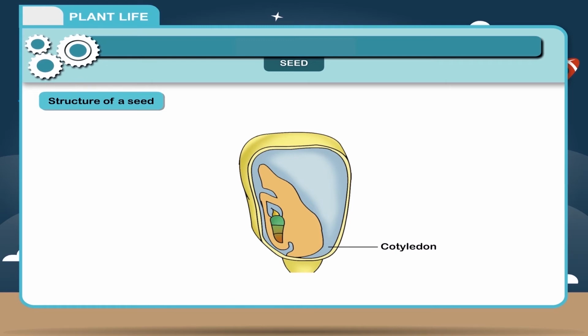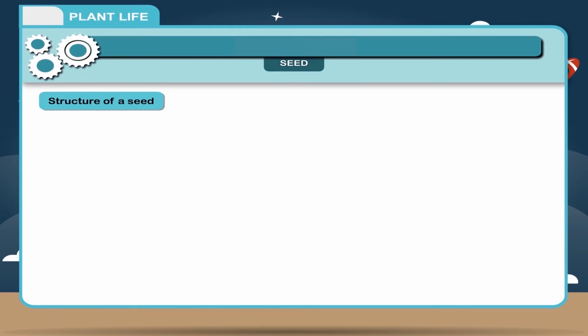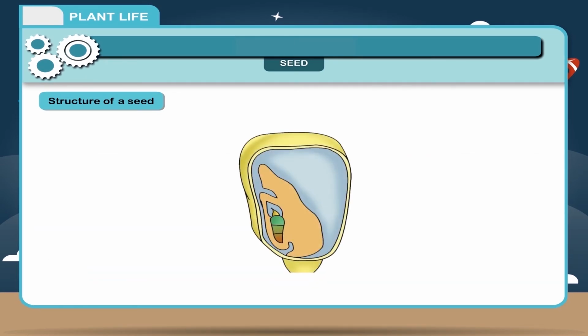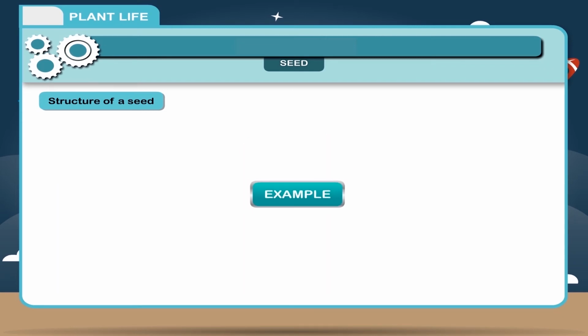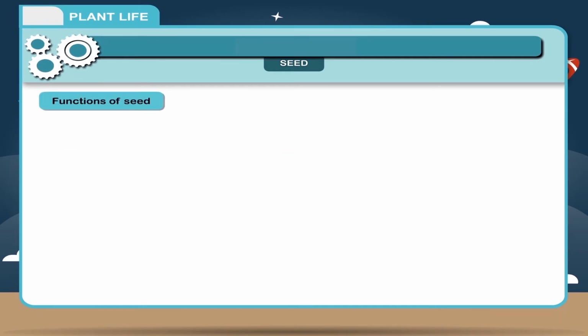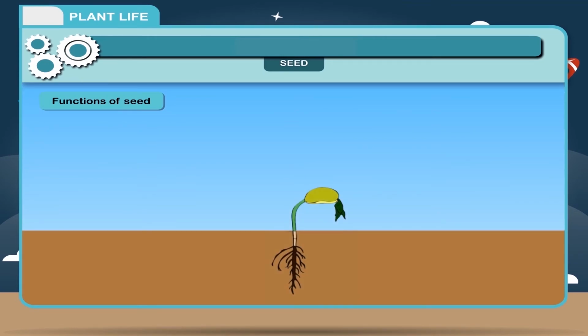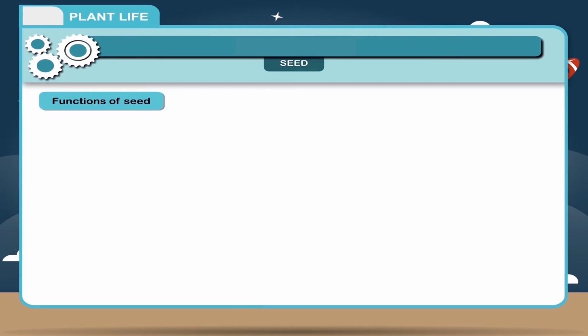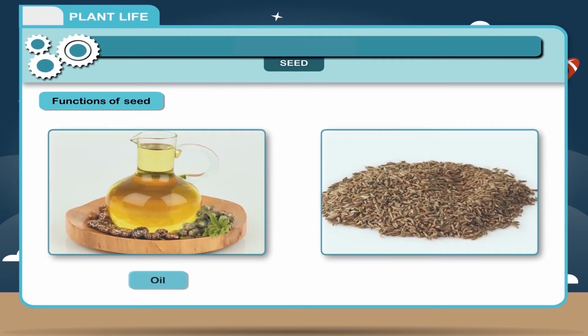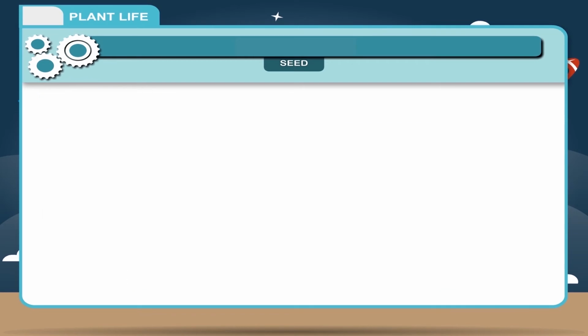The seeds of some plants have two cotyledons, called dicotyledonous plants. Examples: bean, gram, and pea. The seeds containing one cotyledon are called monocotyledonous plants. Examples: maize, wheat, and barley. Functions of seed. 1. The seed stores food materials in cotyledons that provide food to the developing embryo. 2. The seeds give us food, fodder, spices, oil, medicine, etc.